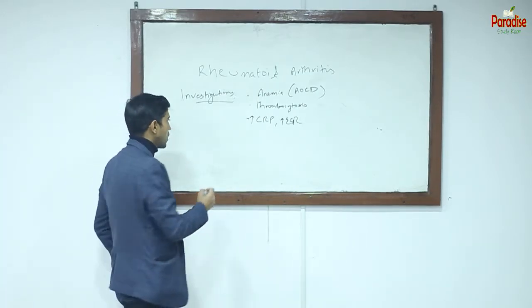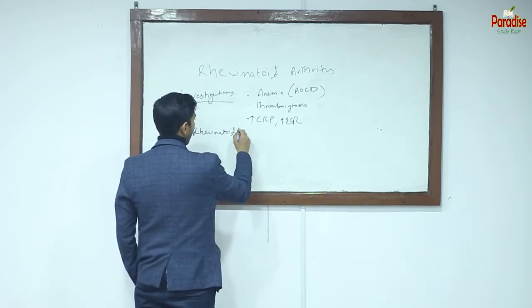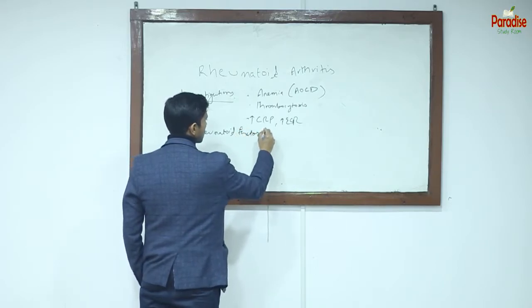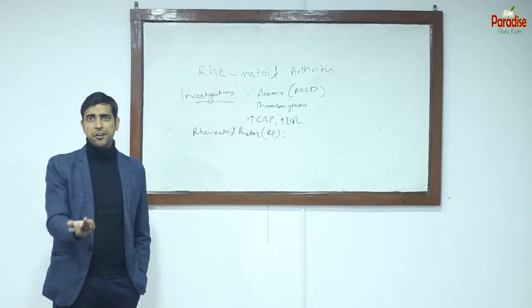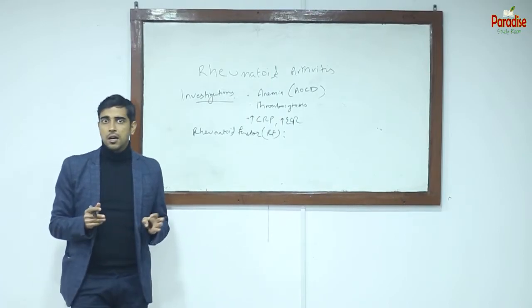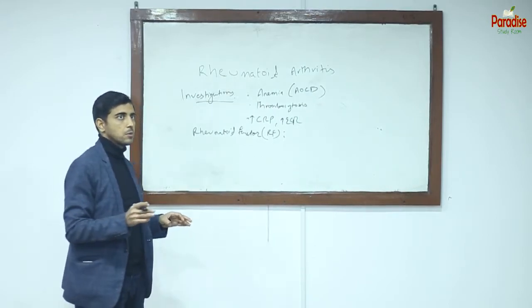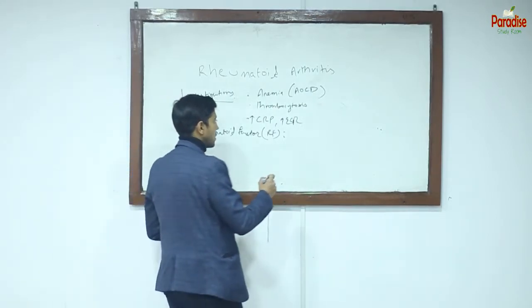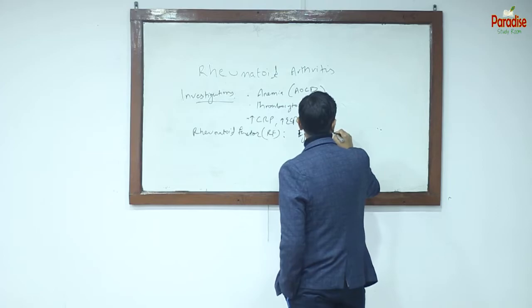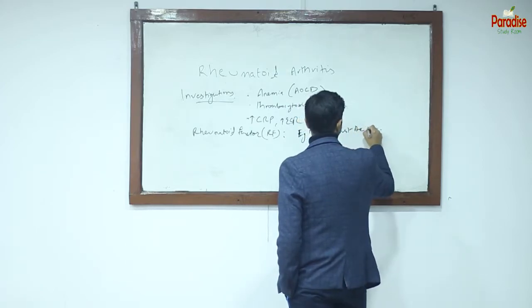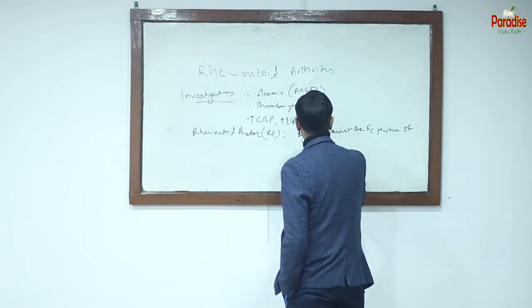What about the antibodies? So what is a rheumatoid factor? They ask in MCQs what rheumatoid factor is. We call it RF as well. Most of the people say RA factor. That is not correct. We should say RF, not RA factor. RF is the correct terminology for it. It is an IgM against the Fc portion of IgG.